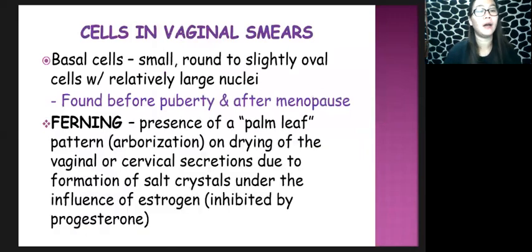Okay, and then lastly, we have your basal cells. These are small, round to slightly oval cells with relatively large nuclei. They are found before puberty and after menopause.